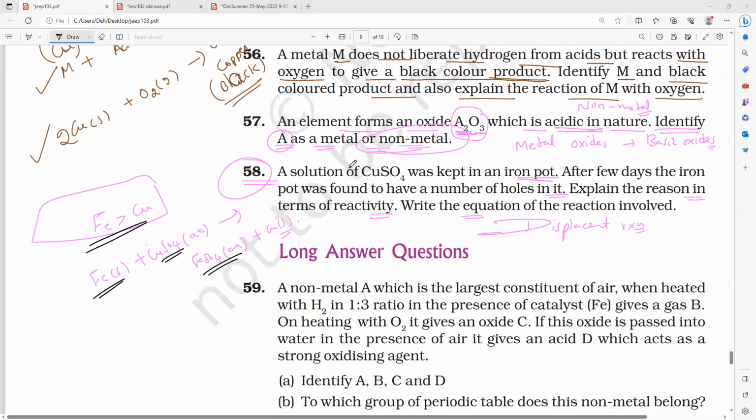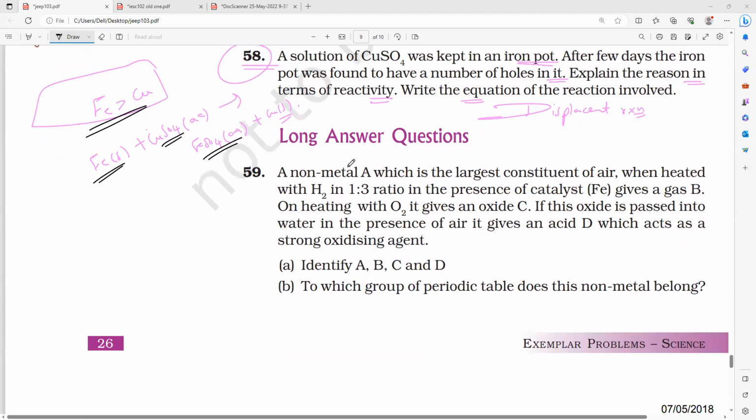Remember, short answer questions itself look like long answer questions. Then imagine the long answer questions. Okay. Next. A non-metal A, which is the largest constituent of air. From that itself, we can understand. Largest constituent of air. It is what? Everybody? Nitrogen. That is why I say understanding the question is more than anything.